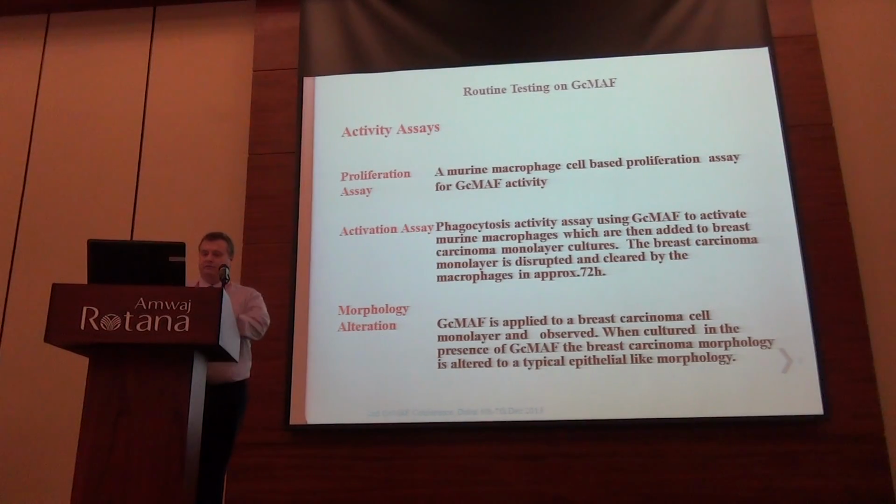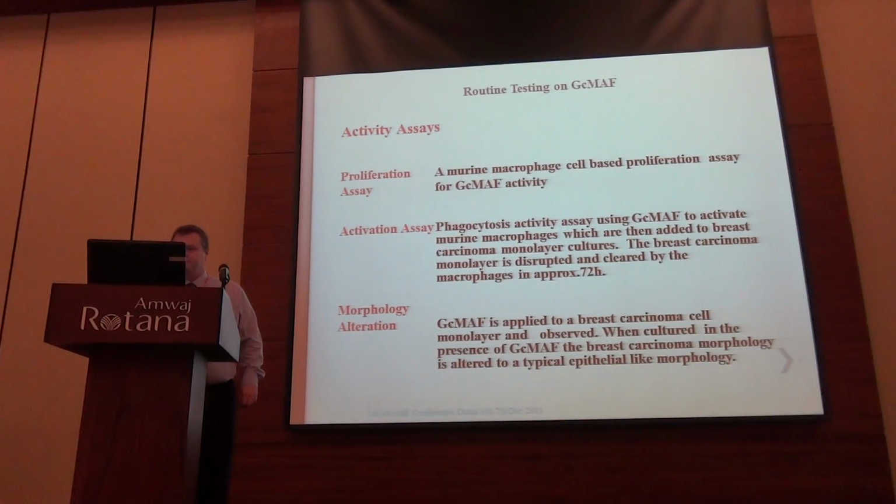The major thing I think today we want to talk about is the activity assays. We do several activity assays to make sure that Gc-MAF batches are active. We do a proliferation assay, which is counting the number of cells, and we show that with an MTT assay, so it's a colorimetric assay, which is pretty standard and pretty robust. We use murine macrophages for that, the whole cells.